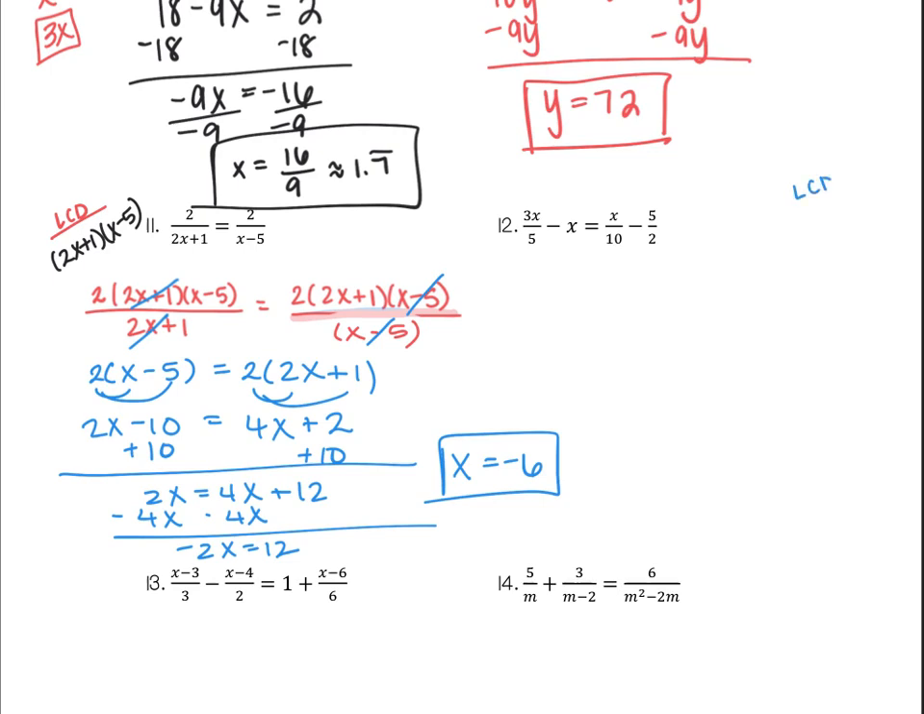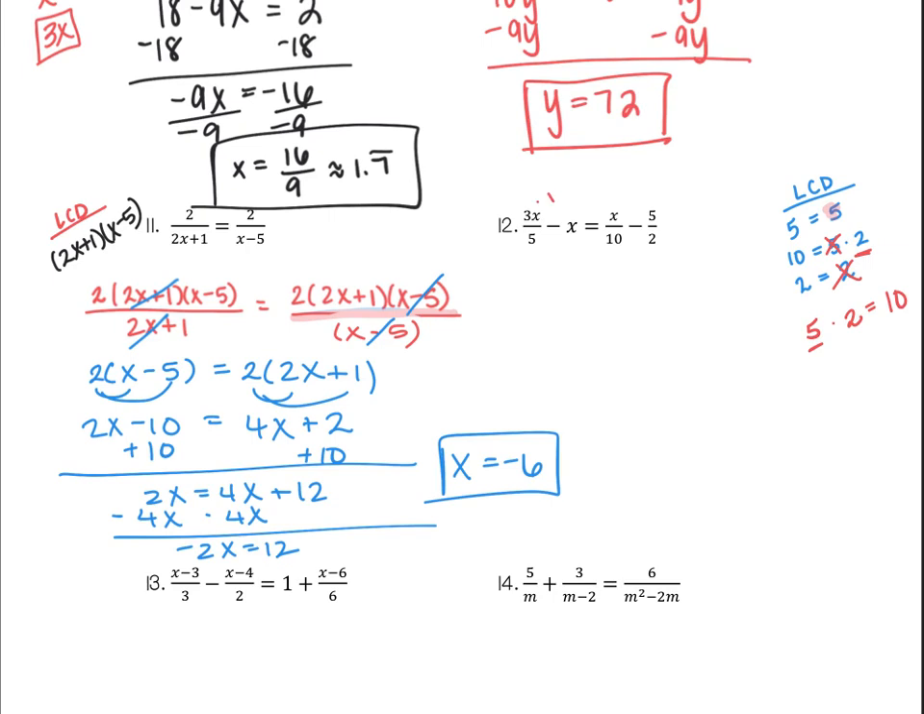So I'm going to list out my LCD. My denominators are 5, 10, and 2. If you list out your prime factors, it's going to look like this. And so you want to list the entire first one, 5. I don't need to write this 5 down because I've already got one here. I'll write down this 2, and then I don't have to write this down because I already wrote down a 2. So my LCD is 10.